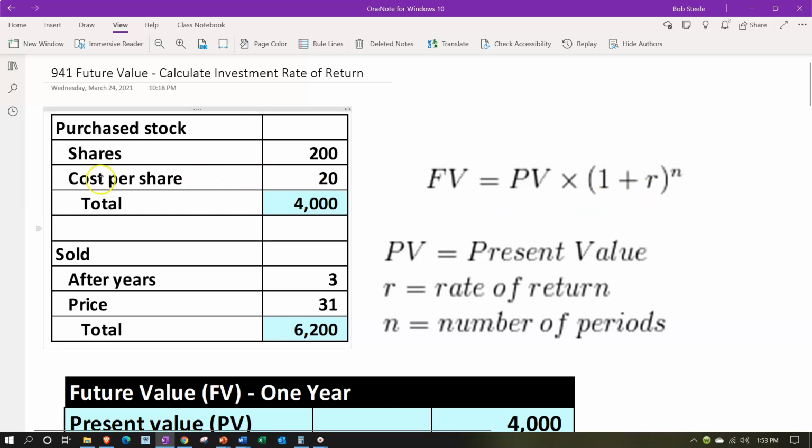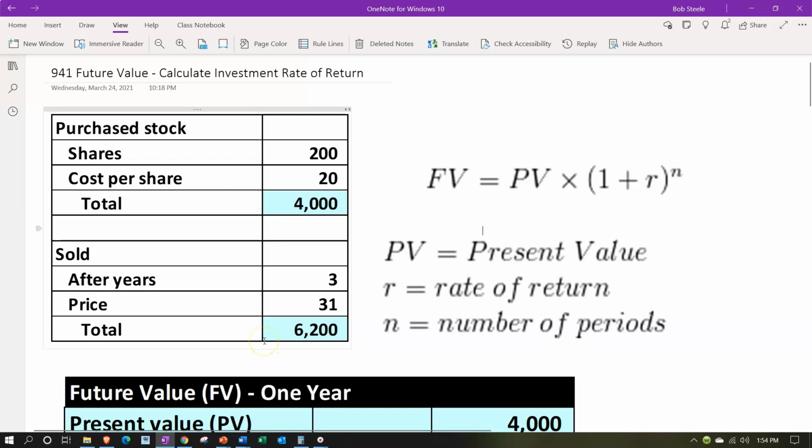So here's going to be our scenario. We have the purchase of stock. We're going to imagine we purchase 200 shares of stock at $20, that being the cost, 200 times 20 being the $4,000 for the cost of the stock. Then 3 years later, we sold the stock at a price of $31 per share. $31 times the 200 shares being the $6,200. So in essence, we purchased something for $4,000. 3 years later, we sold it for $6,200.